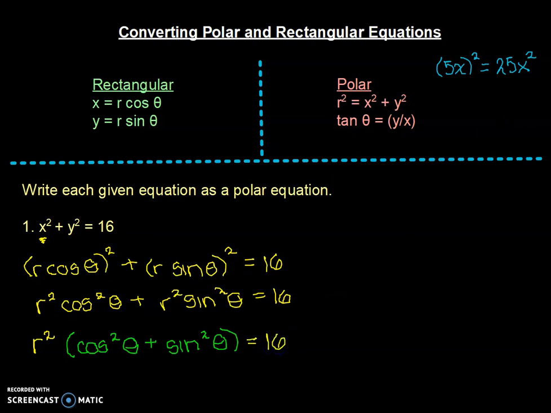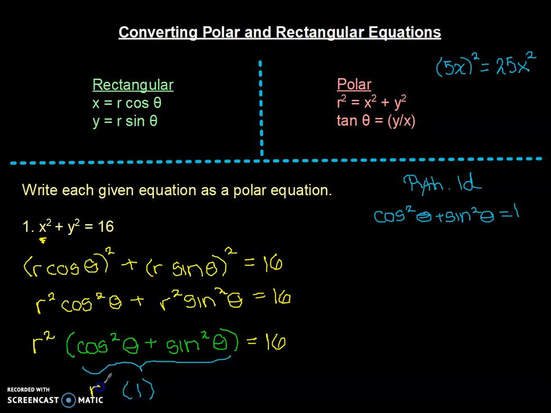Now remember that cosine squared plus sine squared comes from the Pythagorean identities. So the Pythagorean identity states that cosine squared plus sine squared equals 1. So that means I can change this to just 1. Bring everything else down. It's being multiplied to r squared. It equals 16. r squared times 1 is just r squared. So r squared equals 16. And if I square root both sides to get rid of the square, I'll get r equals 4.